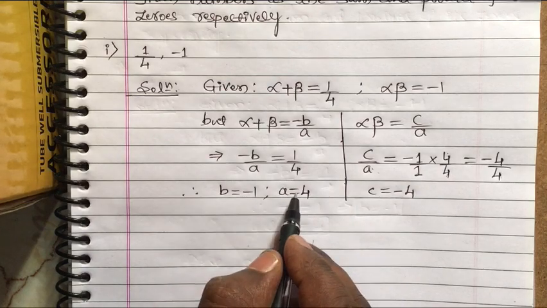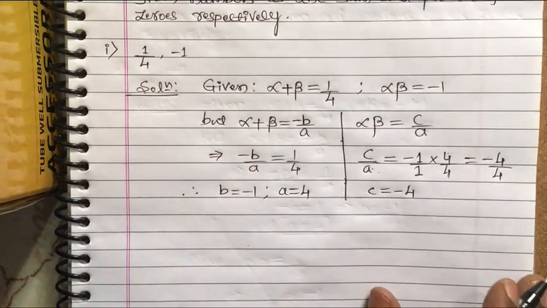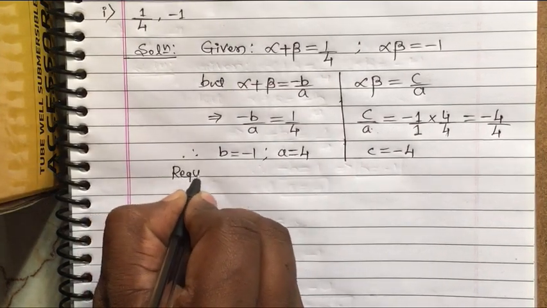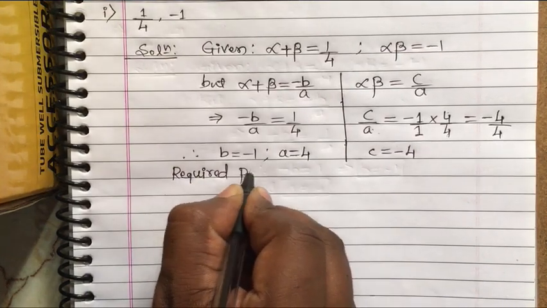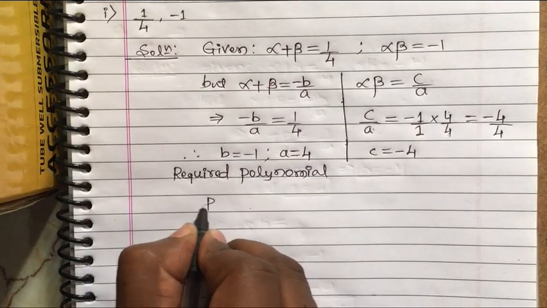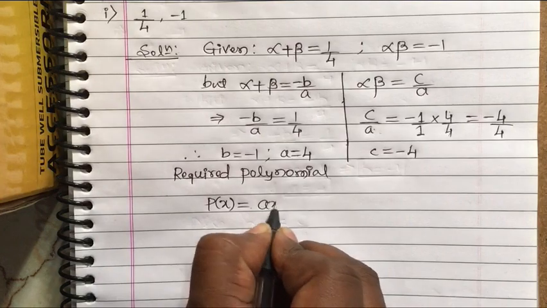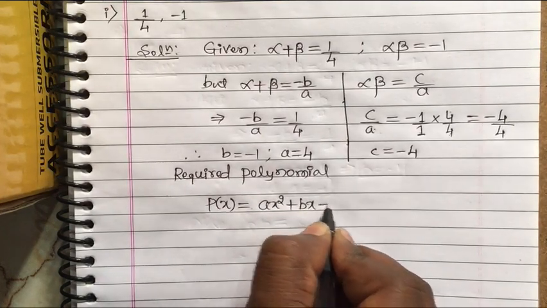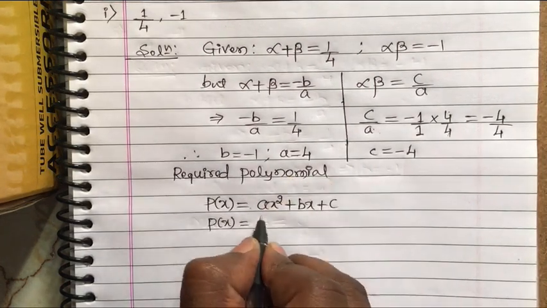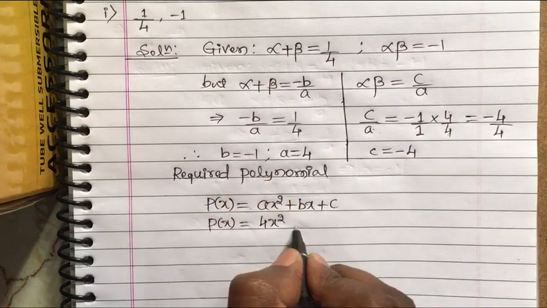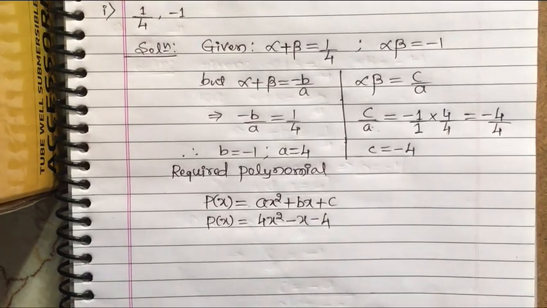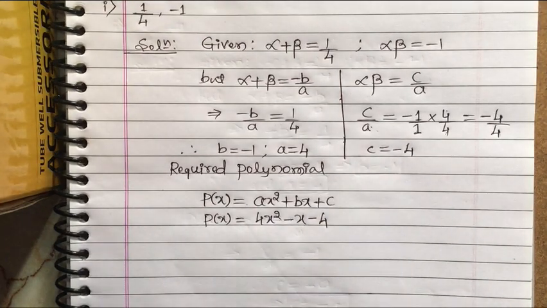So we have got the values of a, b and c. Now from these three we can get the required polynomial. The required polynomial p of x is equal to ax square plus bx plus c. So p of x is equal to, what is a here? A is 4, that is 4x square, and then the b value is minus 1, that is minus 1 into x, which is minus x, then the c value is minus 4. So this is the required quadratic polynomial.